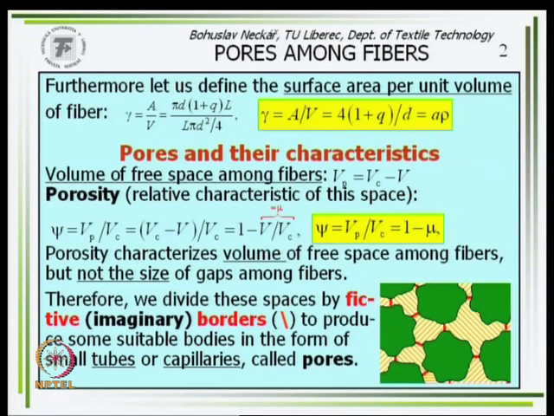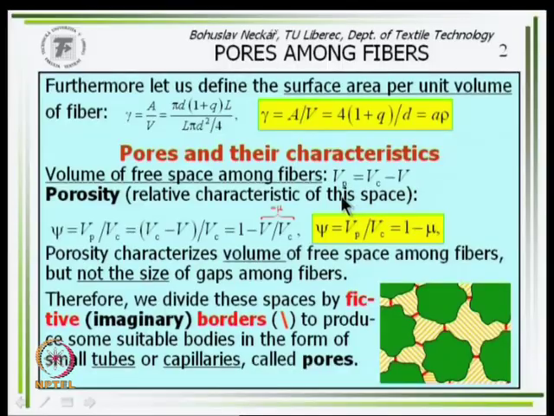Pores. Relatively easy is to obtain a quantity which we call porosity. What is porosity? Among the fibers are some gaps, some space of air. The volume of this space is Vp, which is the total volume minus the volume of fibers, because what is not the fiber volume is the volume of air.